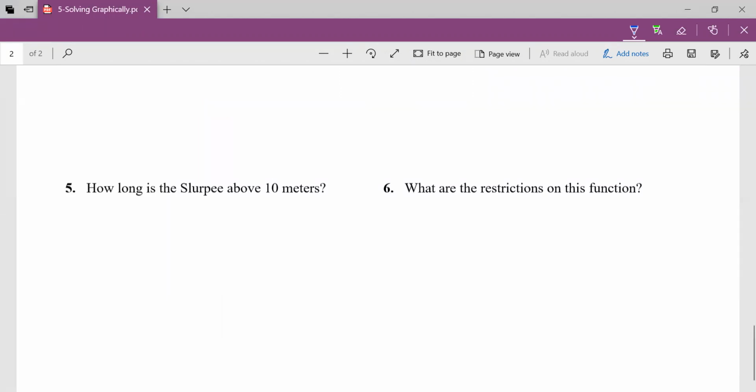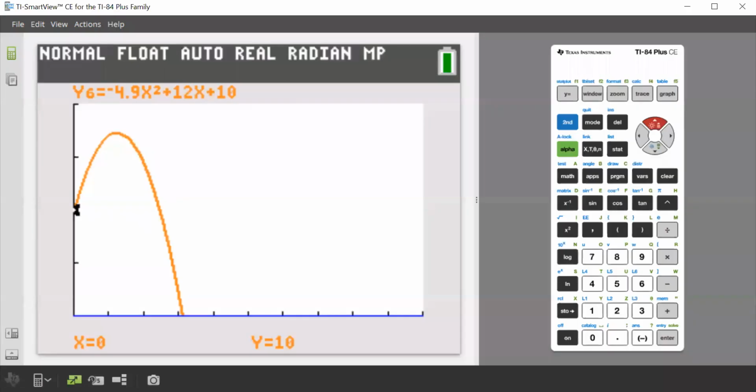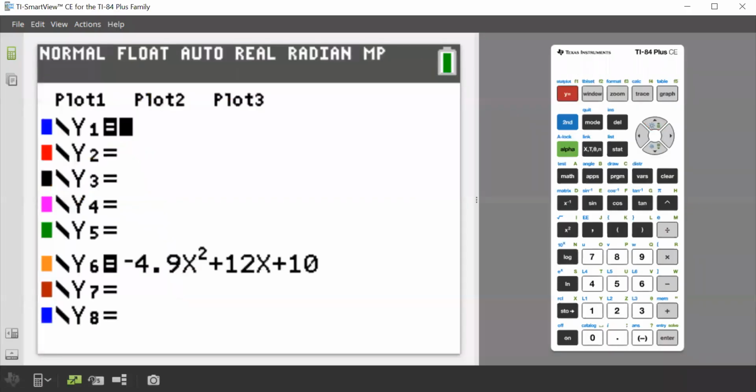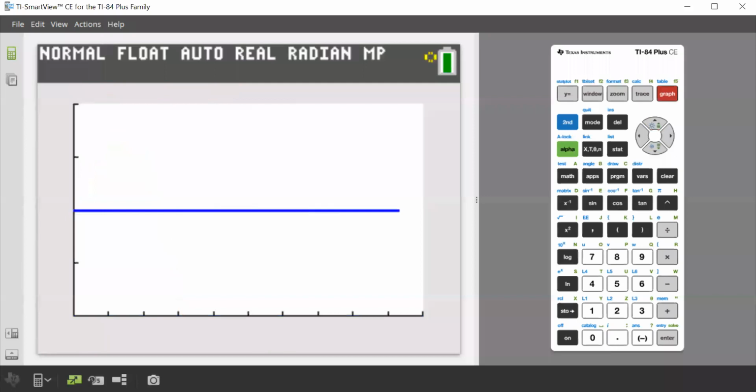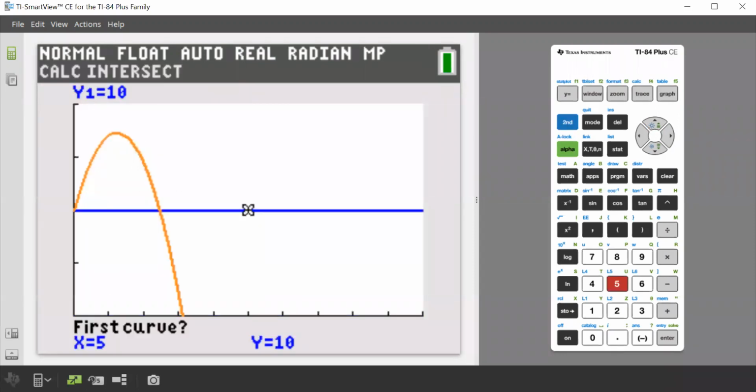Question 5 is how long is the Slurpee above 10 meters? Let's go back to our graphing calculator. That's a y value, so I'm going to let y equal 10 and hit graph. It's above between the 2 points of intersection. Well, it starts at 10 meters, so I have to find that other point of intersection. So second, calc, intersect, and enter, enter, enter. It intersects again on the way back down at about 2.45 seconds.